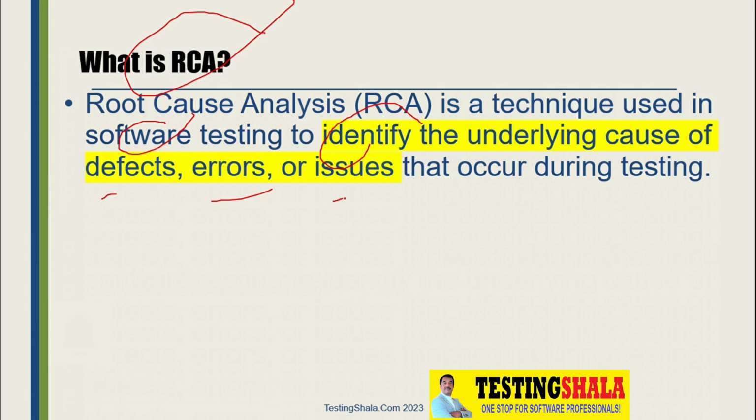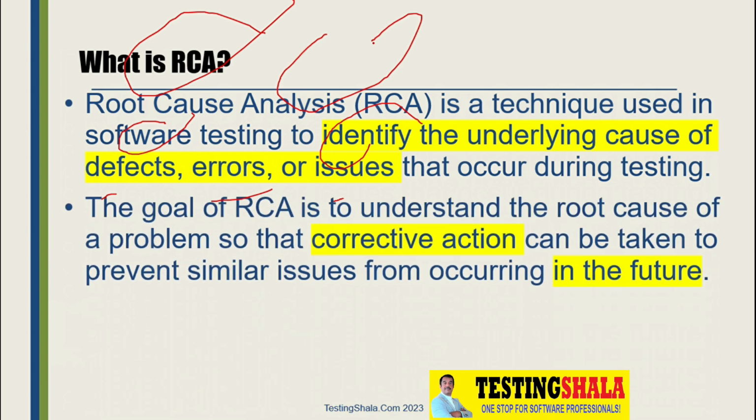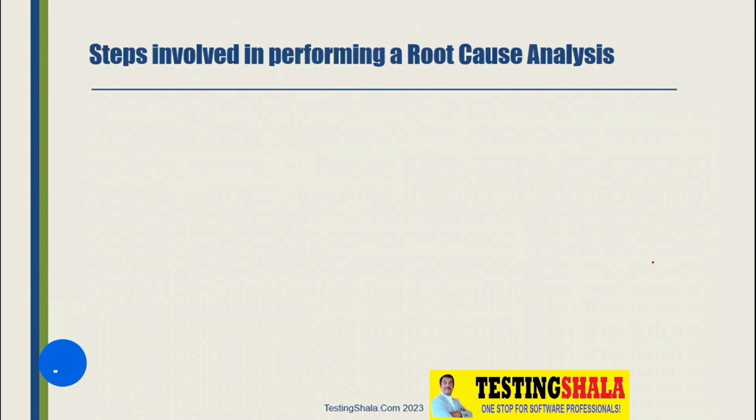Now how will you identify the core problem? In order to identify the core problem, we should perform root cause analysis. Our goal is to identify the problem, where the issues are all about, and to make a corrective action. If you take a corrective action after performing a root cause analysis, we can easily avoid similar kinds of issues in the future as well. That is the main intent of doing root cause analysis.